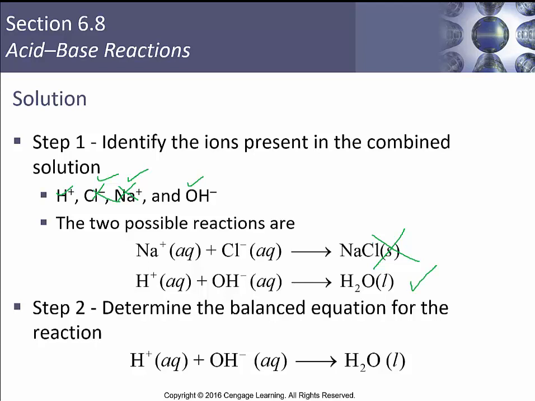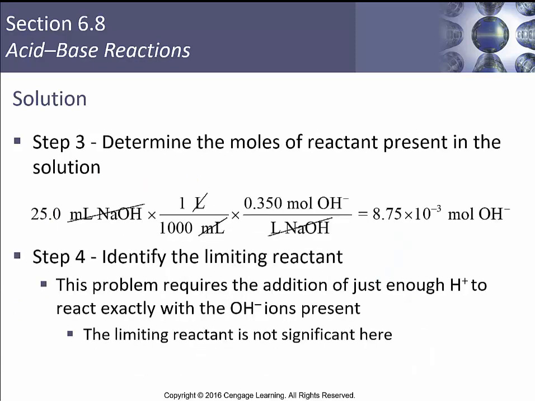Then we're going to determine the moles of reactant present. So we got our 25 milliliters of sodium hydroxide. We convert that into liters. Our milliliters cancel out. We then multiply that by our 0.350 moles of hydroxide per liter. Our liters cancel out. We end up with 8.75 times 10 to the minus third moles of hydroxide. And then we're going to figure out what our limiting reactant is. This requires the addition of just enough H+ to react exactly with the OH- ions present. We don't have to figure out a limiting reactant.